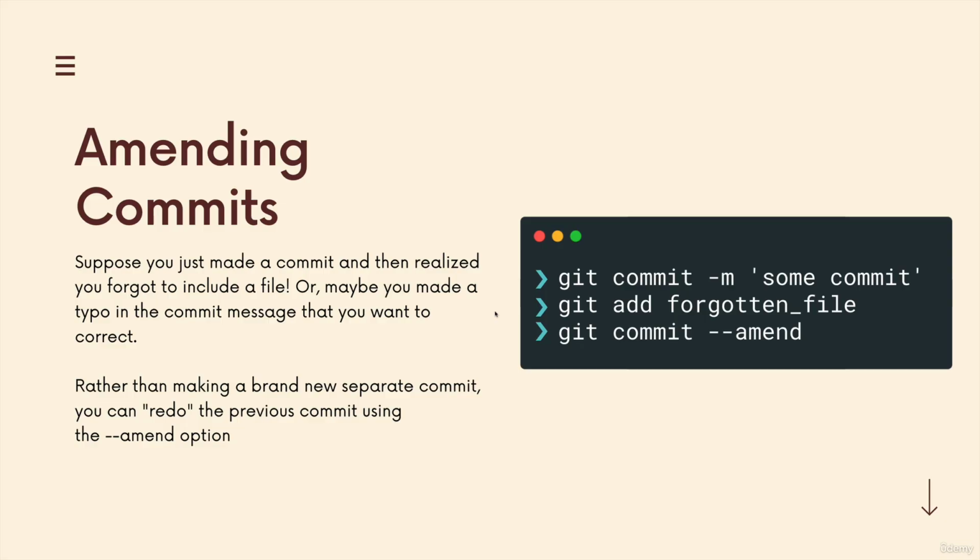When you make a commit, here on my slides, I'm doing commit -m, I made some commit, then I realize, shoot, I forgot to include a file. So I add that file, I stage it, and then I git commit --amend. And amend is going to redo the previous commit.